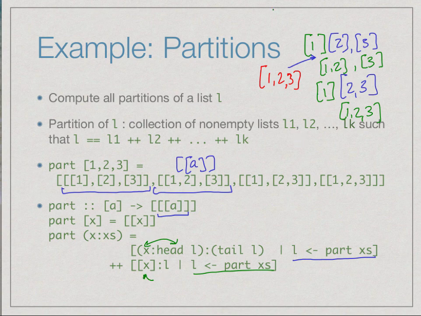So this is the first case, is this one, where I actually include the value X into the first partition that I've generated in the tail. Or I have the case where I create a separate partition for X, and that is what is happening here, where I take the partitions that I've already got and I put a separate partition with X.